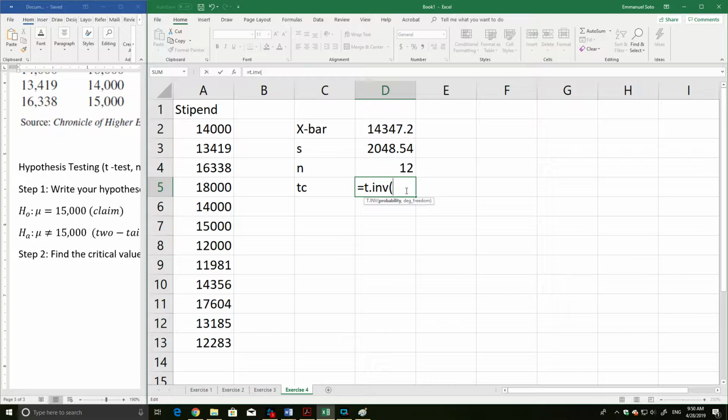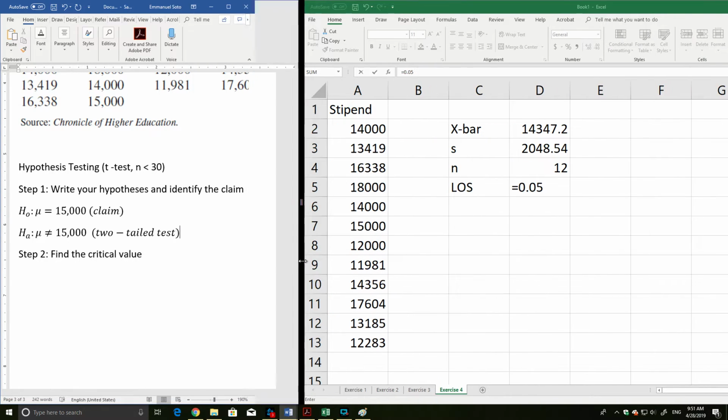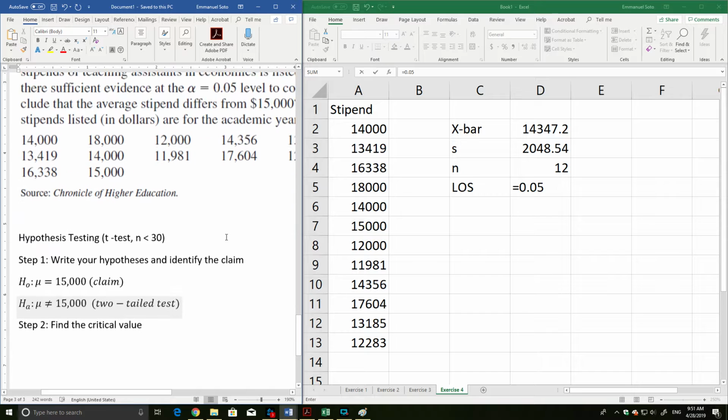What we do is we want the alpha divided by 2. So let me label that real quick. My level of significance is 0.05. I believe that's what it says. Yes, 0.05.